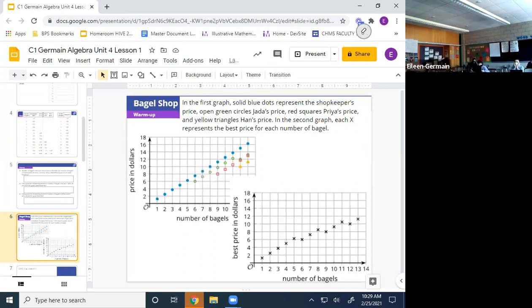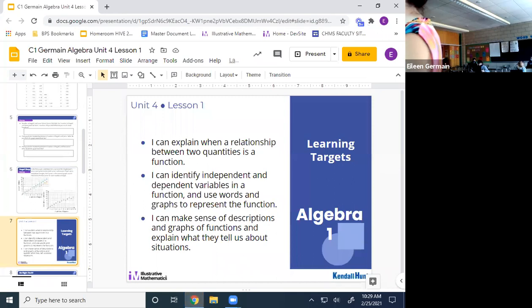So let's move forward and look at our learning targets for today, okay? I know that we spent a lot of time on that, but I was supposed to. Number 1, I can explain when a relationship between 2 quantities is a function. So you know the 2 reasons that we would call it a function. Number 2, I can identify independent and dependent variables in a function and use words and graphs to represent those functions. Okay, that's a lot of information there. Number 3, I can make sense of descriptions and graphs of functions and explain what they tell us in a situation.